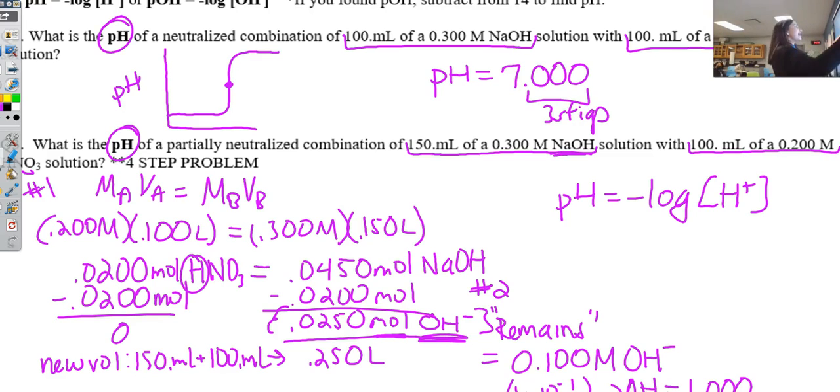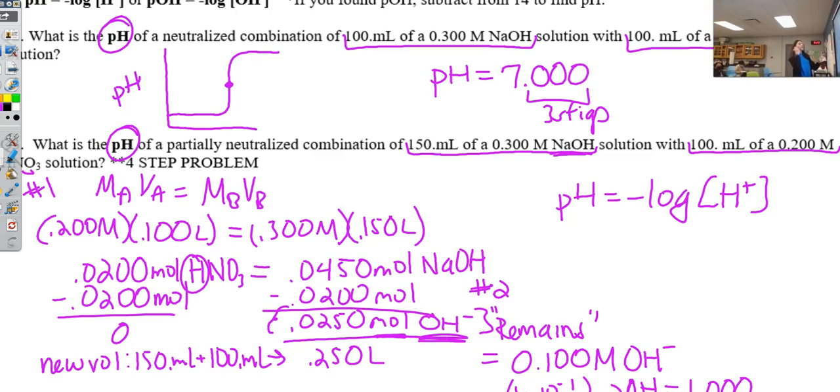So what this says is you have 150 mL of a 0.3 molar and 100 mL of a 0.2 molar. What's your pH? Where are we in this? Where's my acid? Oh, HNO3. It's a strong base and a strong acid, and they're in a 1-to-1 ratio.